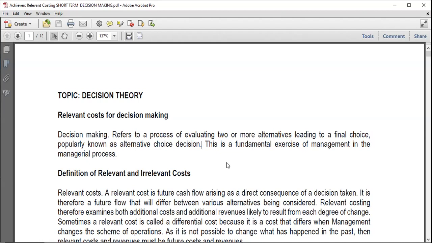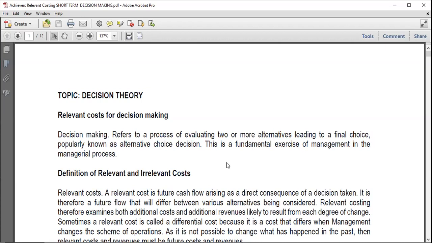So basically, in our introduction, we try to understand more of decision making, what decision making is, as well as the process of decision making. Now, as we continuously dig deep into our paper, Management Decision and Control, it's very important for us to understand that there is what we call relevant costs and irrelevant costs when it comes to decision making.